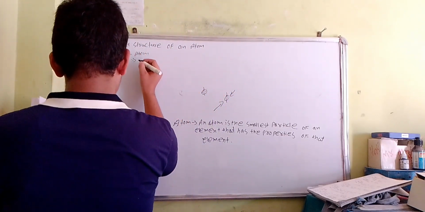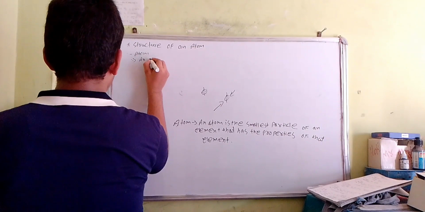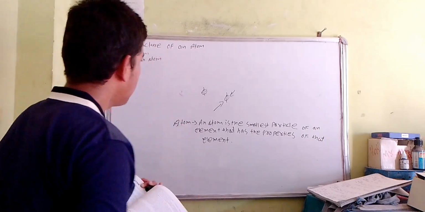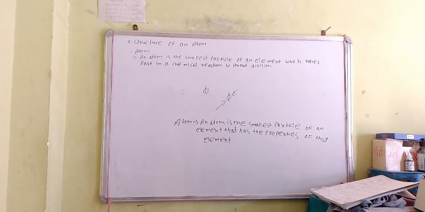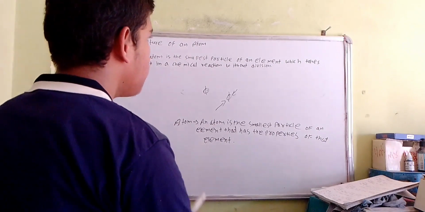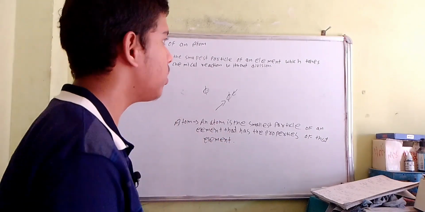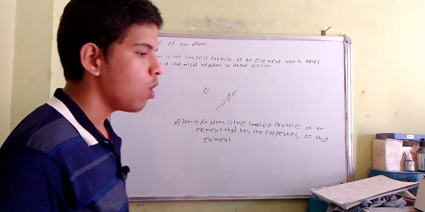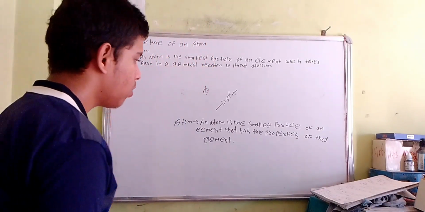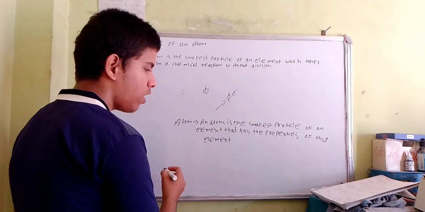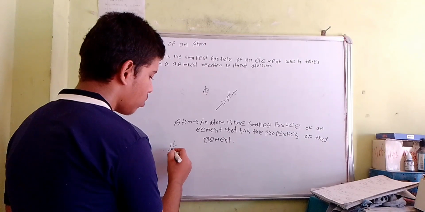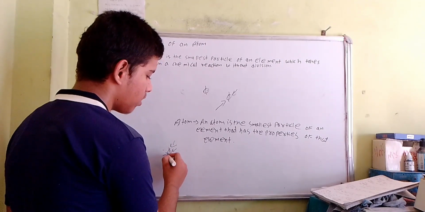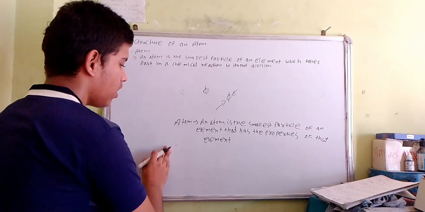So let me show you the definition. An atom is the smallest particle of an element which takes part in a chemical reaction without any division, right? So when an atom reacts, it does not divide in two parts, right? So this is the first definition.